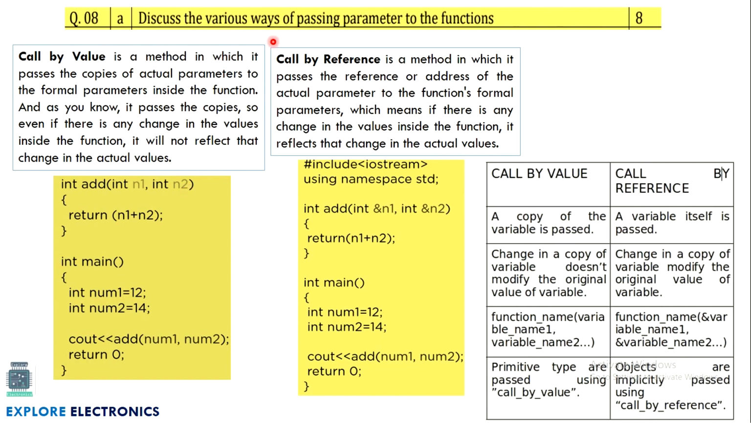Now discuss the various ways of passing parameters to functions. We all know that we have 2 types, call by value and call by reference. These are the 2 ways in which we can pass parameters to a function. You can discuss these 2 and give a small example like this and explain each. You can explain what call by value is and how it works, and give the output, how the output looks if we are using call by value, and what the output will be in case of call by reference. All these things you can discuss, and also write the brief differences between call by value and call by reference.